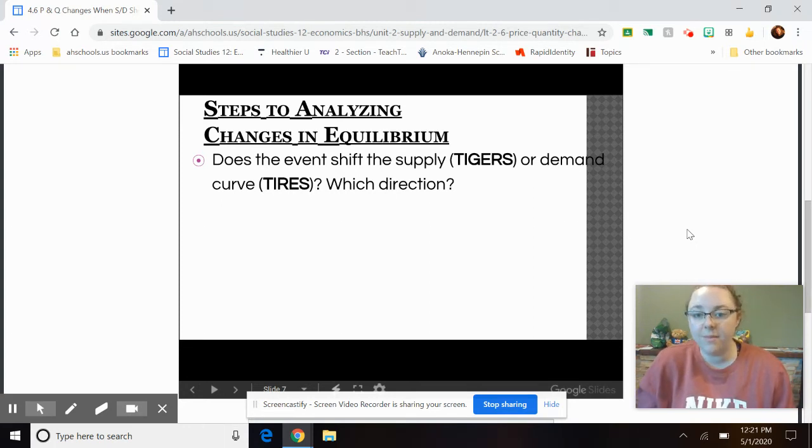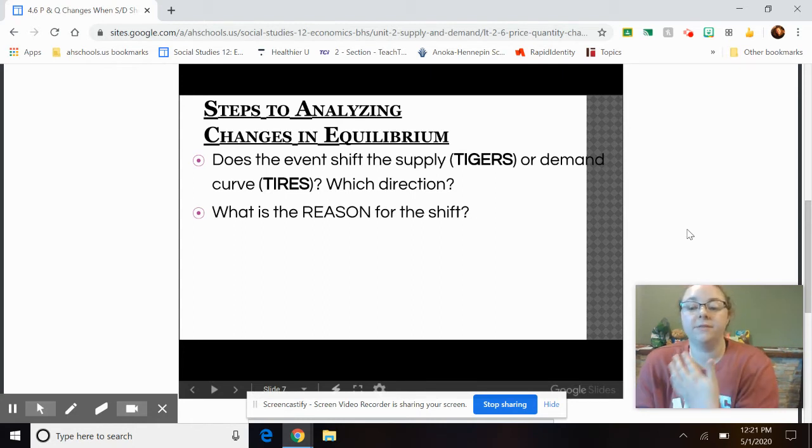I highly recommend using your TIGERS and your TIRES analogies when you're going through this, because it is going to be extremely helpful when reading through these examples. If you are sitting with one of these and you're like, Miss Nelson, I have absolutely no idea if it's supply or demand, run through every single one of these letters for both of them and ask yourself, okay, could this be technology? Could this be because of a natural disaster? Could it be government intervention? And so on and so forth. Make sure that you are trying to think through all of the examples.